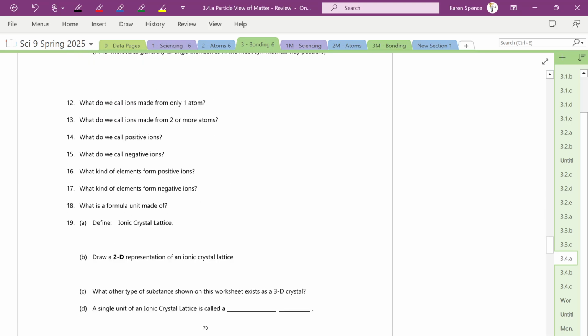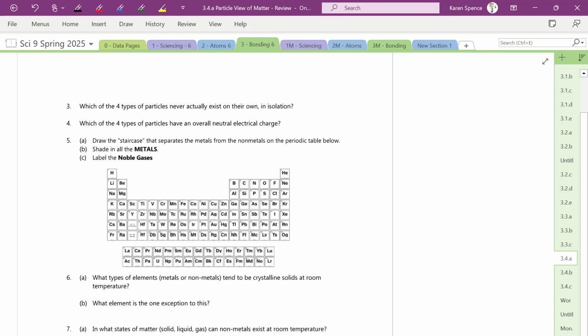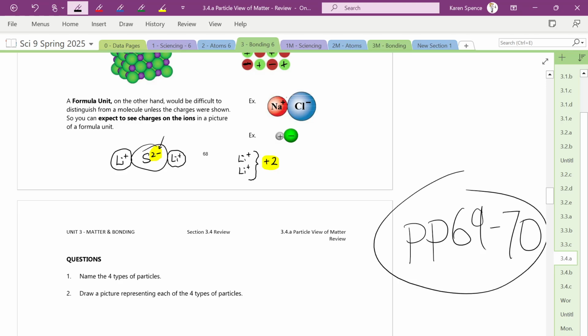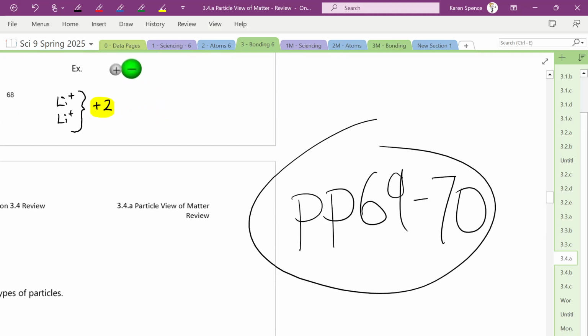How about pages 69 and 70? You might even be able to finish it in class. Okay, we got a good 15 minutes almost. So give that a try. I'm just going to run to the washroom really quick because it was busy at break time.